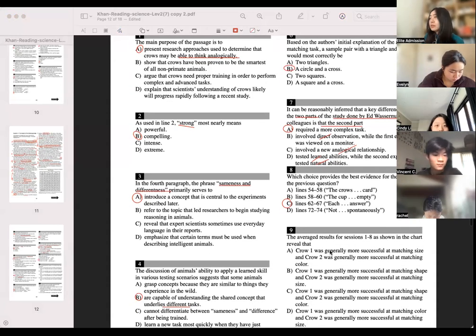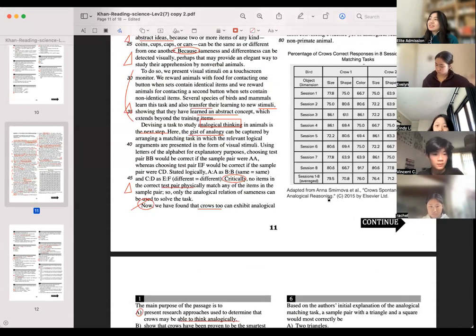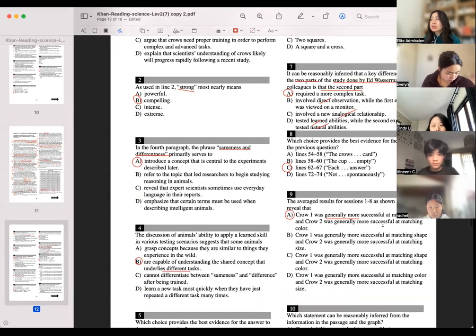Question 9 here, the answer is A. Is A correct? Where do you find the evidence for A? Right, is that where you find the evidence? So the cross A1 is more successful, generally more successful size, right? Well, that's how I do this question.